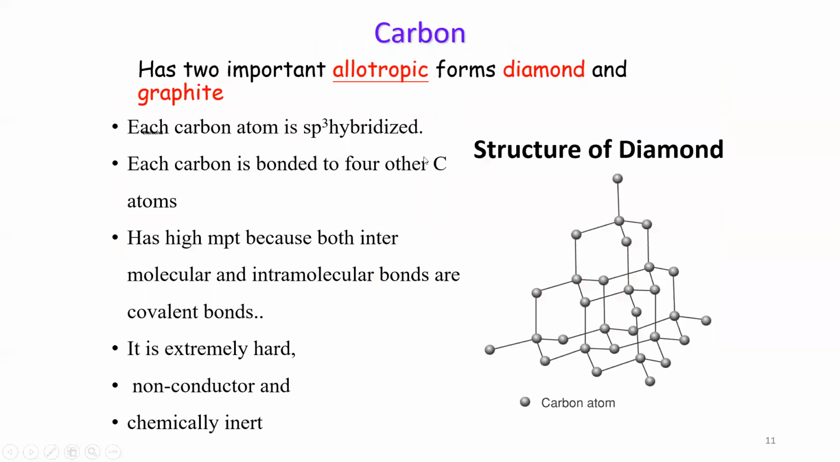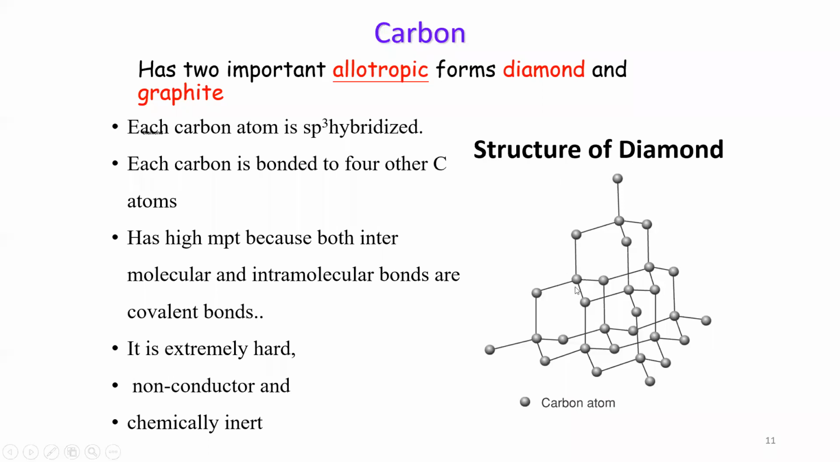So for carbon, as I said, the allotropic forms are diamond and graphite. Diamond is hard. It's harder than graphite. And this is due to the bond, which is sp3 hybridized. When we get to graphite, we see that graphite is sp2 hybridized.